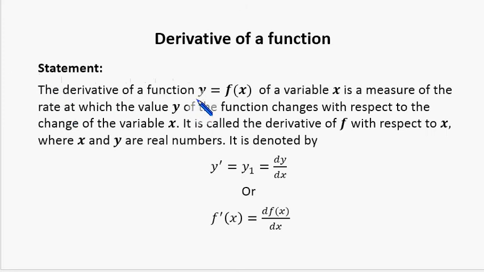The derivative of a function y is equal to f of x of a variable x is a measure of the rate at which the value y of the function changes with respect to the change of variable x. It is called the derivative of f with respect to x, where x and y are real numbers. It is denoted by y dash, or y1, is equal to dy by dx, or f dash of x is equal to d by dx of f of x.